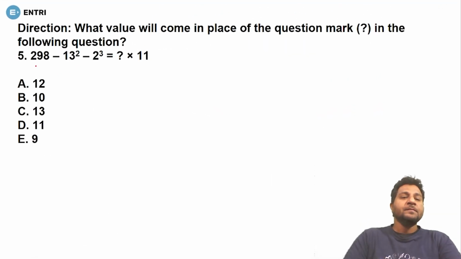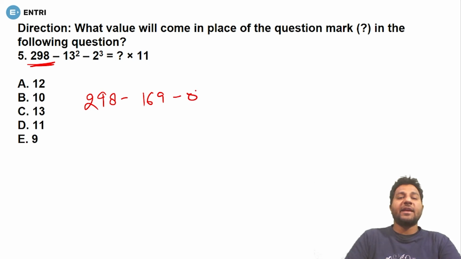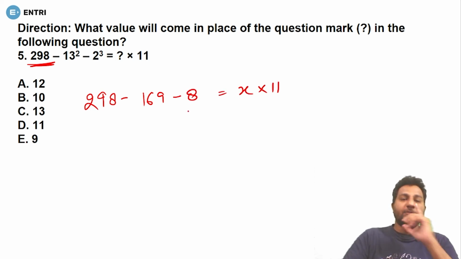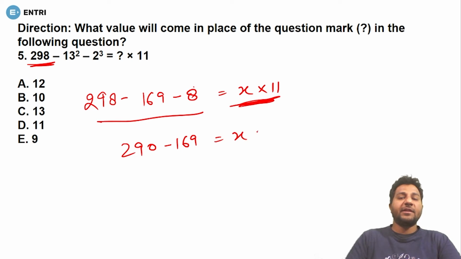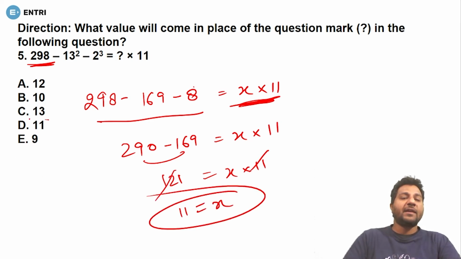Here comes the next question. 298 minus 13 square minus 2 cube. 298 minus 13 square. What is 13 square? 169 minus 8 is equal to x into 11. So basically the whole term will come as the product of 11. Why? Because the side after the equal sign is given in the product of 11. Now you can see that this 8 will be eliminated. 290 minus 169 is x into 11. That means we have been left with 121 equals x into 11. So it is clear that the value of x is 11.